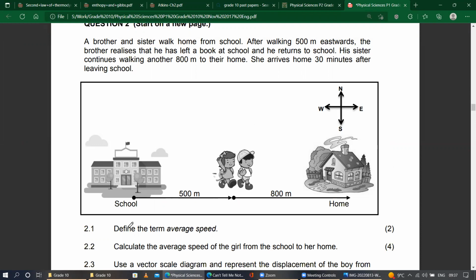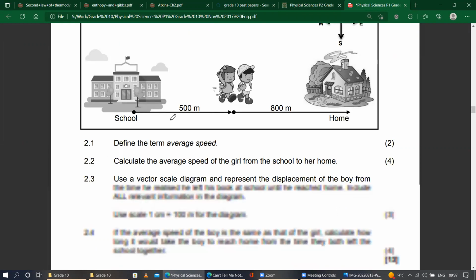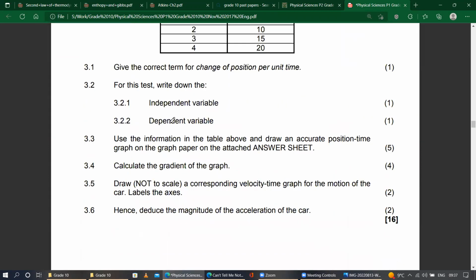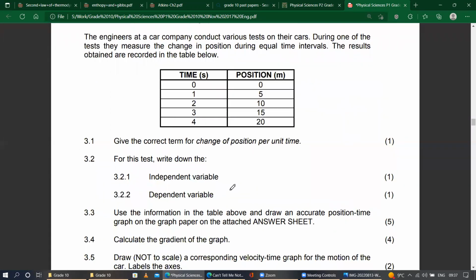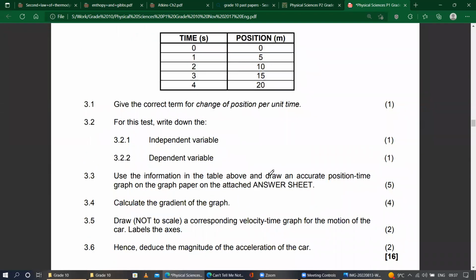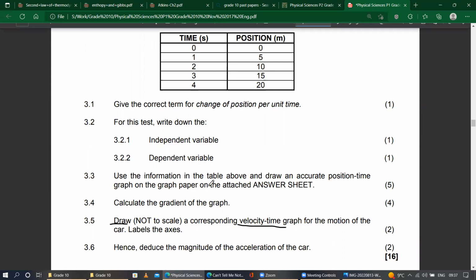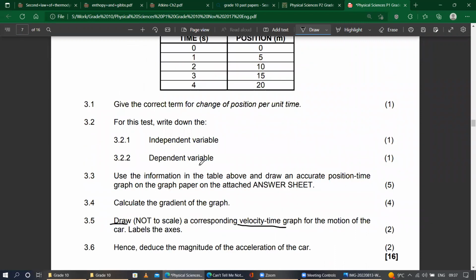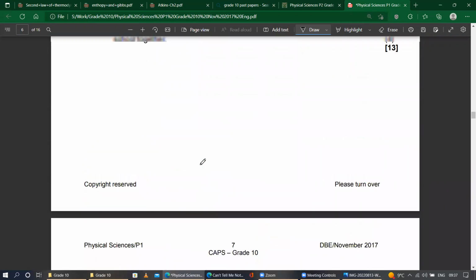Okay, is there another question like this in the question paper? Like independent and dependent variable, change of position per unit time. Yeah, this is also related to velocity and all that stuff. That's why even here in 3.5 they say draw the velocity versus time graph for the motion. Yeah, so let's just do question 2.